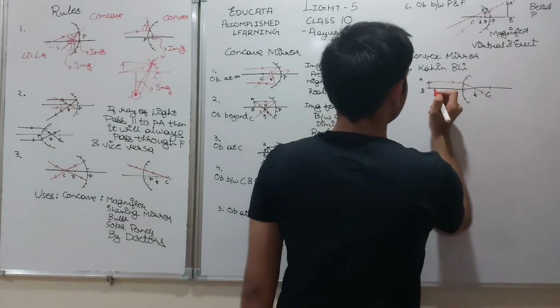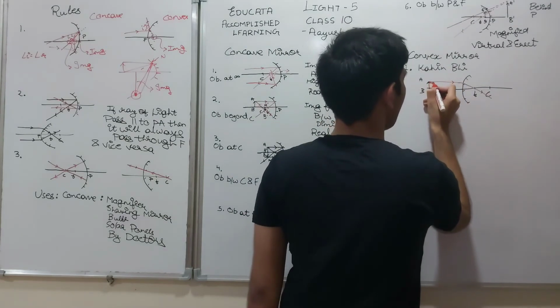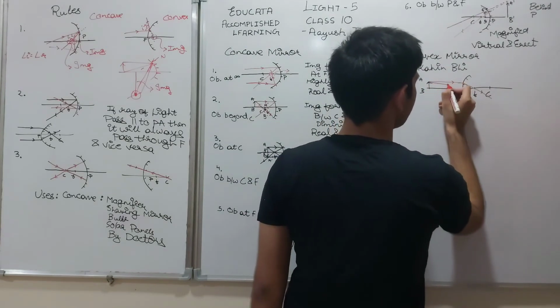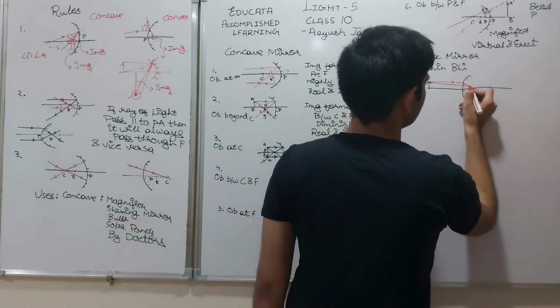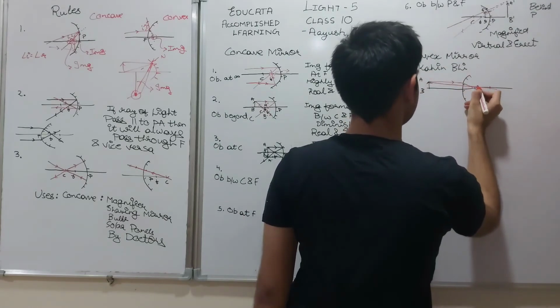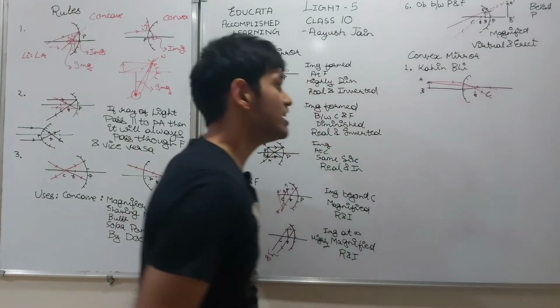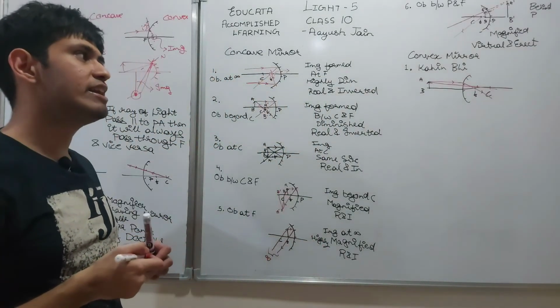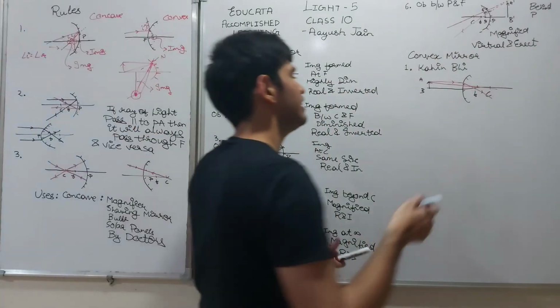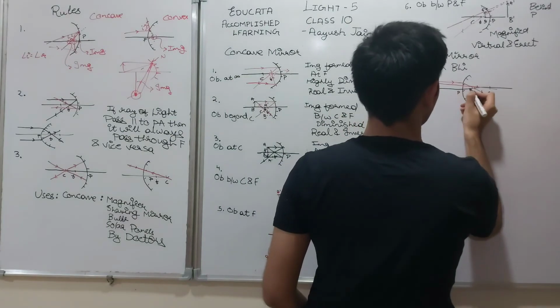And now the second ray, what we have to do? We have to make it such that it passes through the center of curvature. So this ray of light is passing through the center of curvature. Assume that it is passing through the center of curvature. Where are we getting the image? We are getting the image between pole and focus.